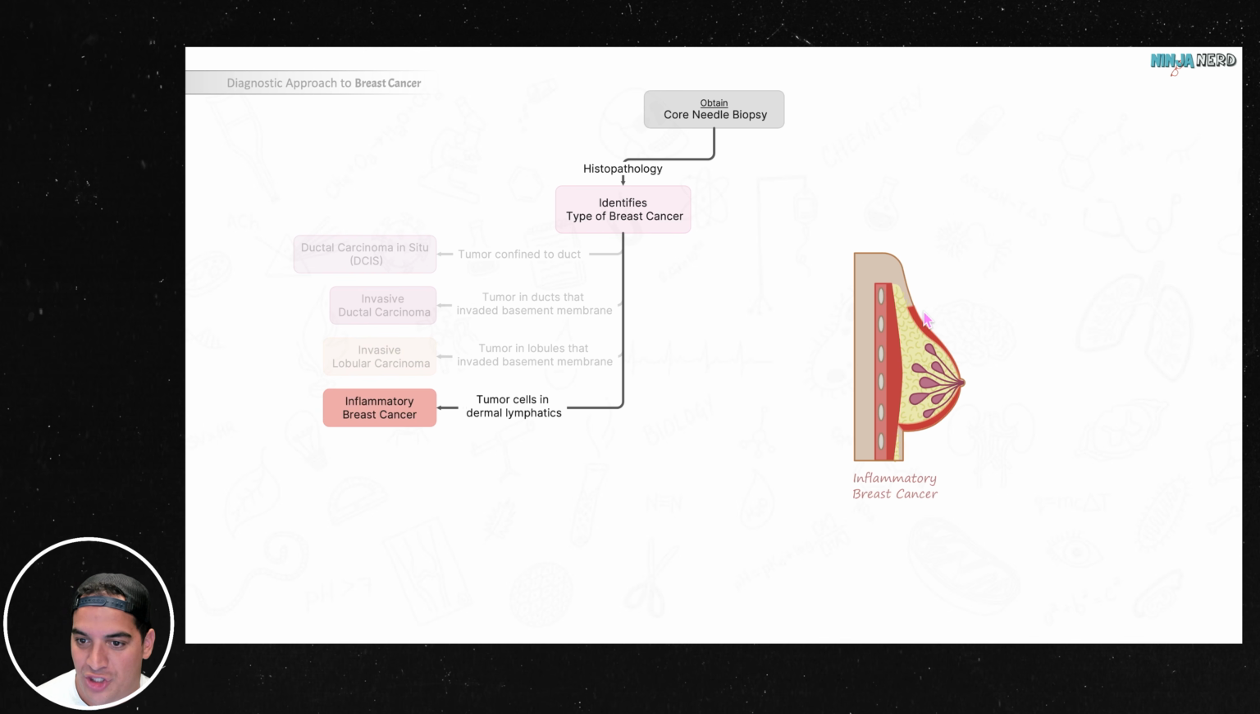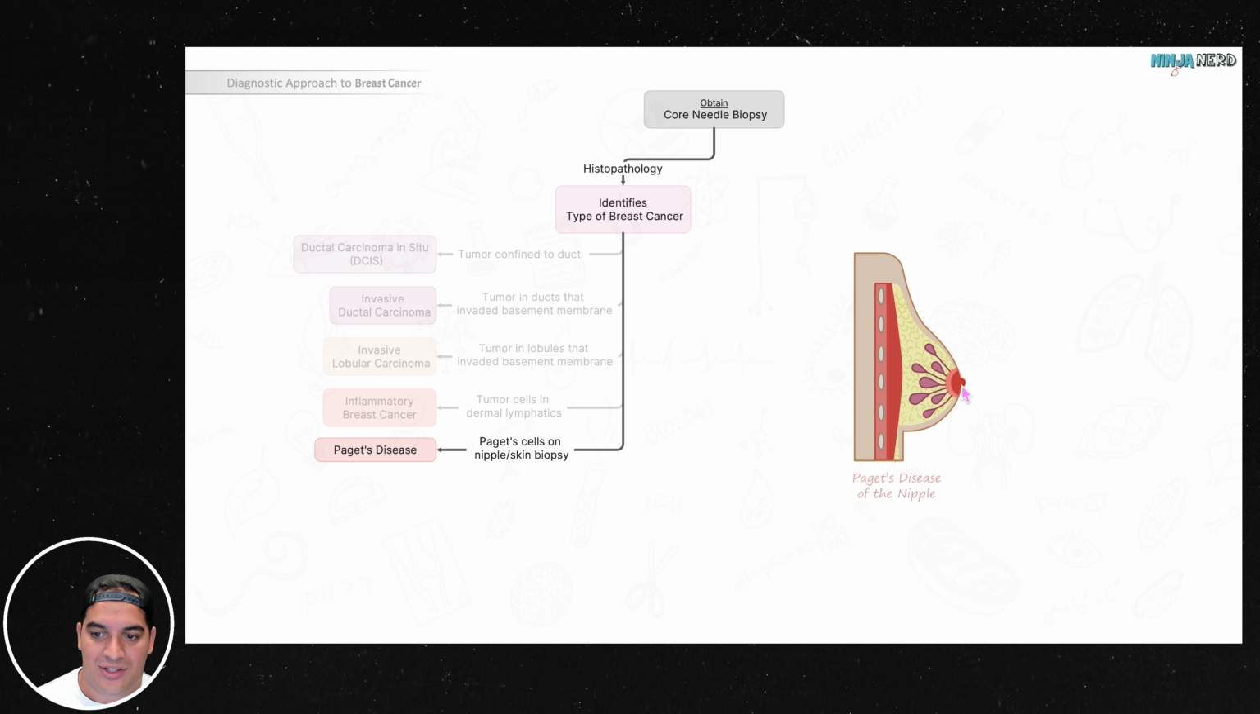So this is kind of indicative of that. And the last one is if it's confined to the nipple, the skin, the areolar area, and we did a biopsy and found these things called Paget cells, that'd be concerning for Paget's disease of the nipple. All right, so these are ways that we can determine the overall type of breast cancer, but that's not always super helpful.